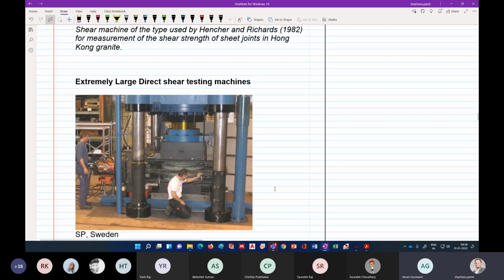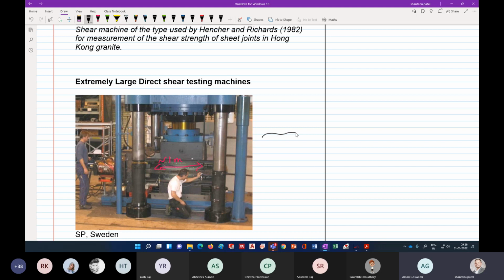Then we have an extremely large direct shear testing machine, where the sample dimension can be, let's say, 1 meter. Why do we need a 1 meter sample? Why not a small one? Sir, in actual scenario, it can be 1 meter. The joint means joint, right? Yes. So what happens in actual scenario, as you are saying?